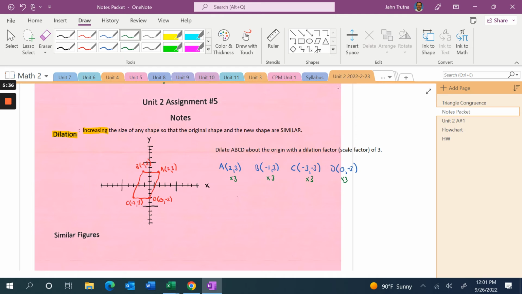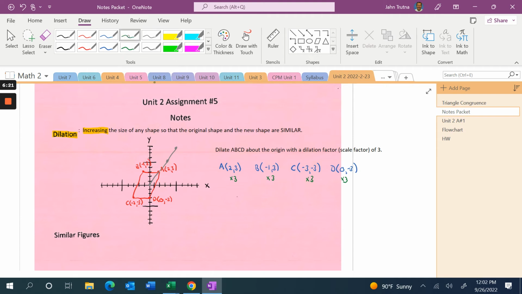So essentially I'm going to take this original shape here, ABCD, and stretch it so that it's 3 times as long as it is right now. In other words, if I started at the origin, that's how long it is from the origin to A, and I am going to stretch that so that it is 3 times as long as what it is right now. The way that I do that is I multiply each of the coordinates of each one of the points by 3.